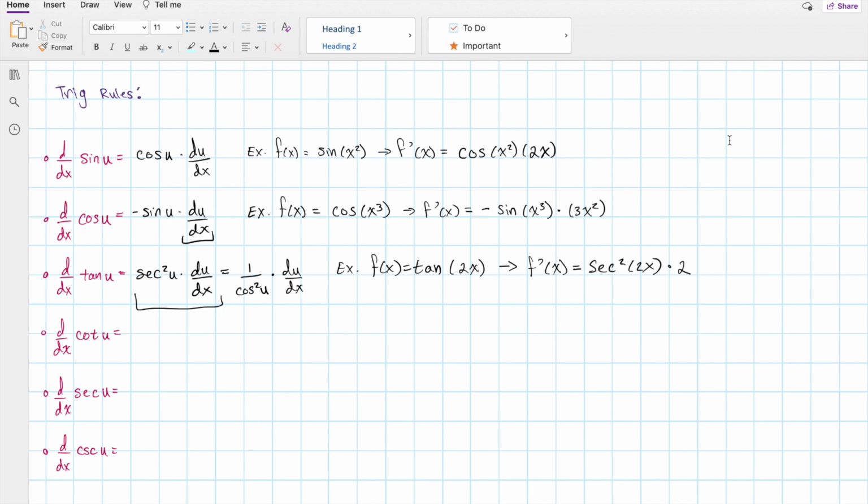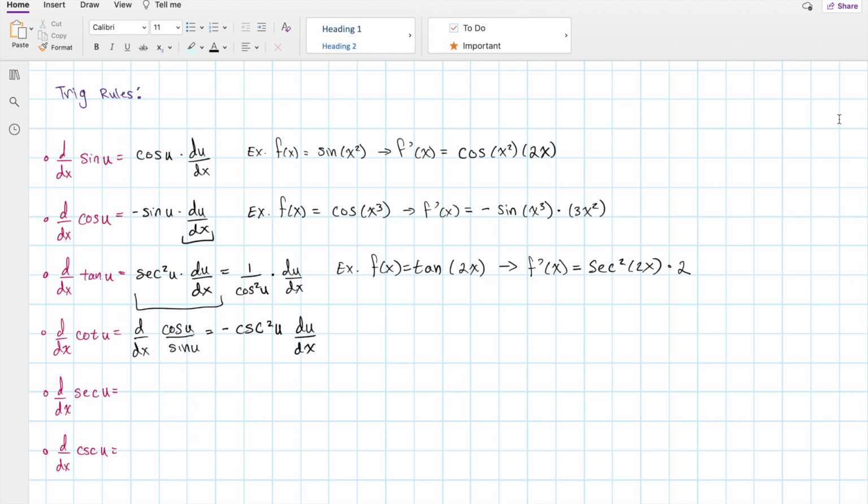Okay, cotangent. Again, cotangent is just cosine of u over sine of u, like so. And you could actually use the quotient rule, which we covered before, if you'd like to solve for this, or you could use the more basic rule for the derivative of cotangent, which is going to be the negative cosecant squared of u du over dx.